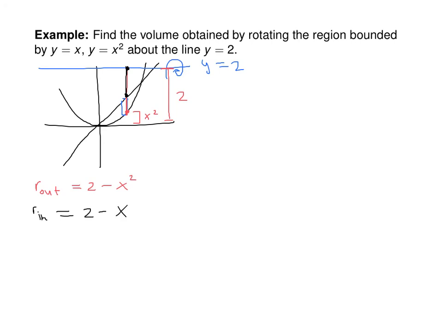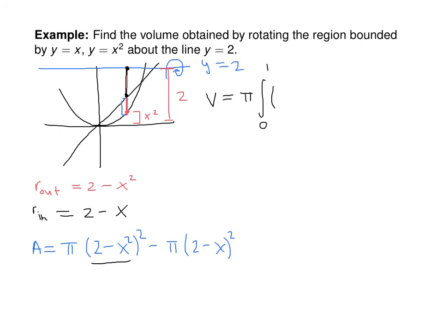Okay, so now the area of my little blue cross section, A, will equal pi times r out squared, and r out is 2 minus x squared, that whole thing squared, minus pi times r in squared, so 2 minus x, squared. Okay, now to find the volume, the volume of this solid will be pi times the integral. Now your slices begin at x equals 0 and end at x equals 1, so 0 to 1.